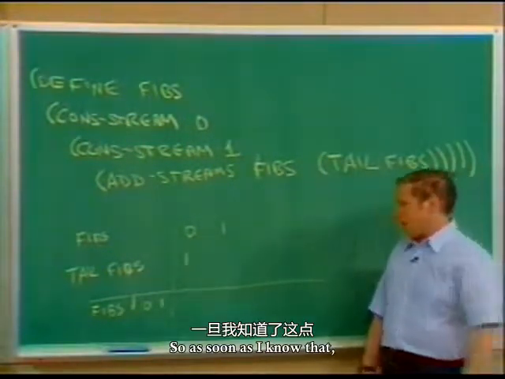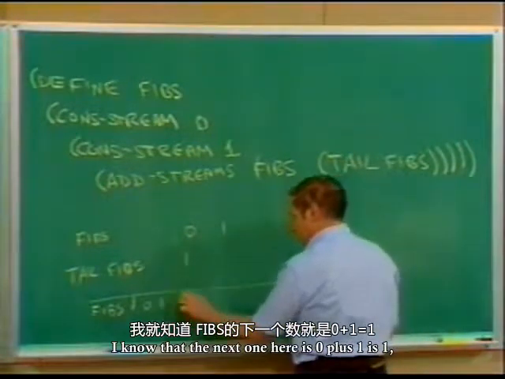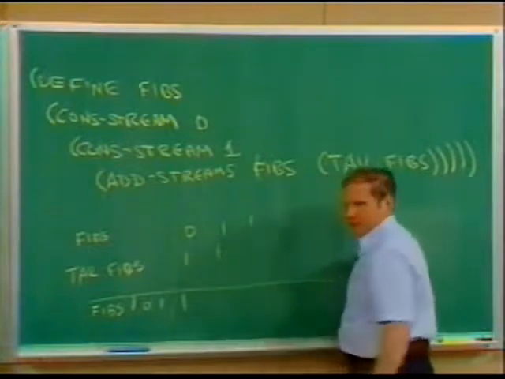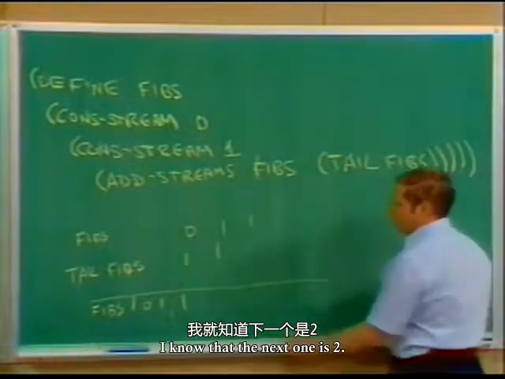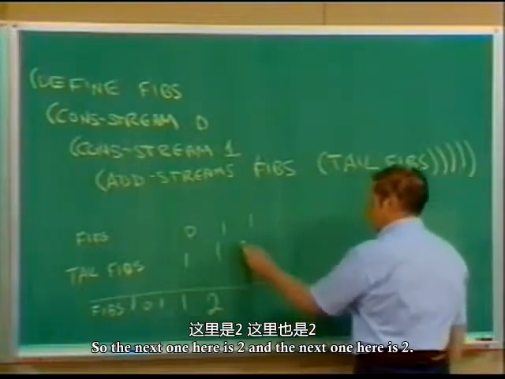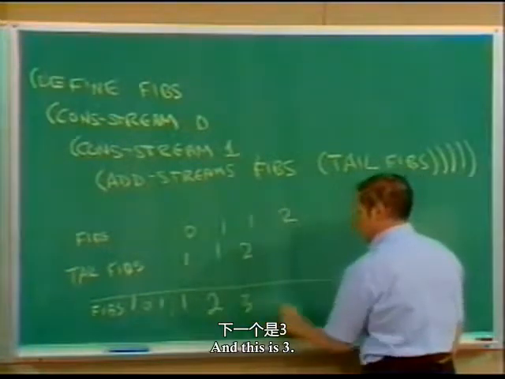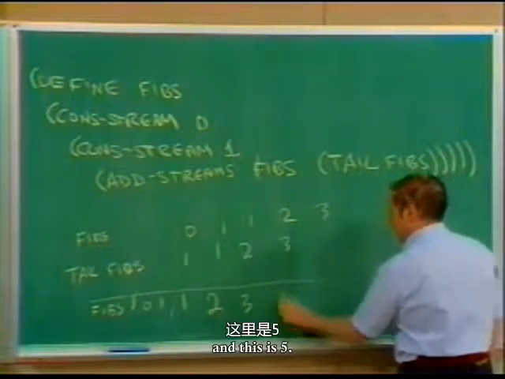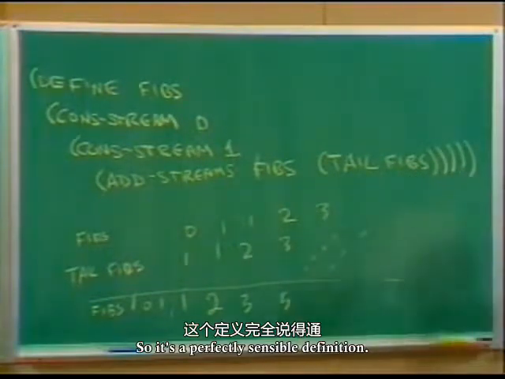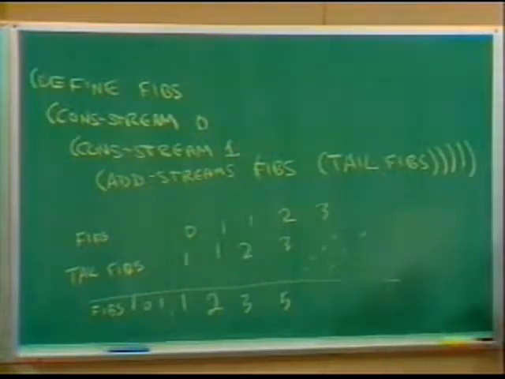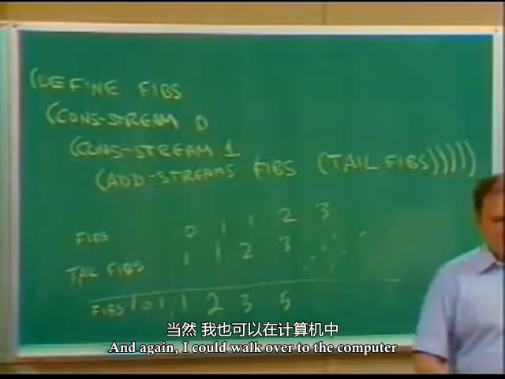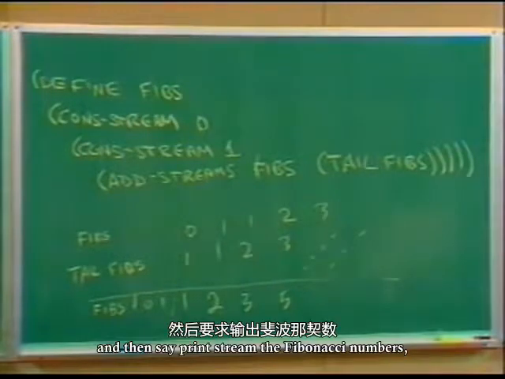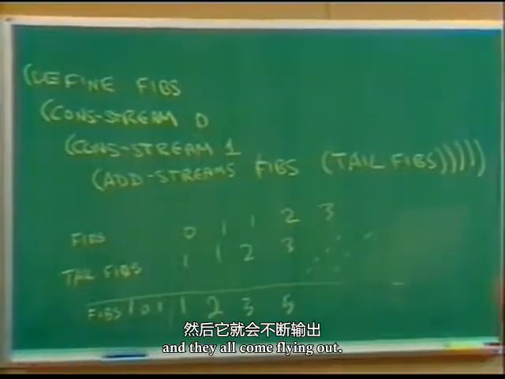So as soon as I know that, the next one here is 0 plus 1 is 1. And that tells me that the next one here is 1, and the next one here is 1. And as soon as I know that, the next one is 2. Right, so the next one here is 2, and the next one here is 2, and this is 3. Right, so this one goes to 3, and this is 5. So it's a perfectly sensible definition. There's a one-line definition. And again, you could walk over to the computer and type that in, exactly that, and then say print stream the Fibonacci numbers, and they'd all come flying out.